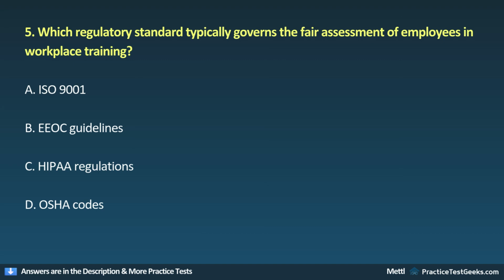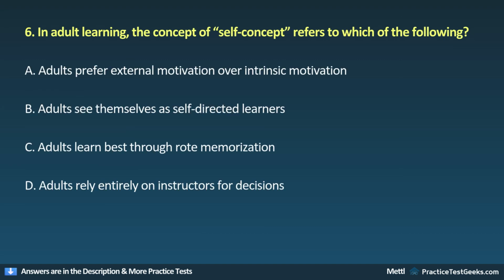D. OSHA codes. 6. In adult learning, the concept of self-concept refers to which of the following? A. Adults prefer external motivation over intrinsic motivation. B. Adults see themselves as self-directed learners. C. Adults learn best through rote memorization. D. Adults rely entirely on instructors for decisions.